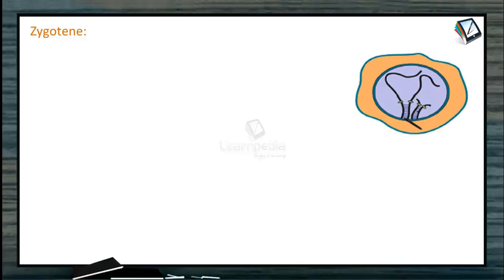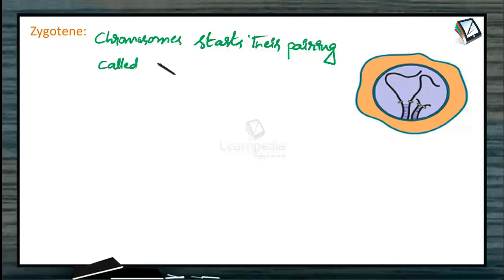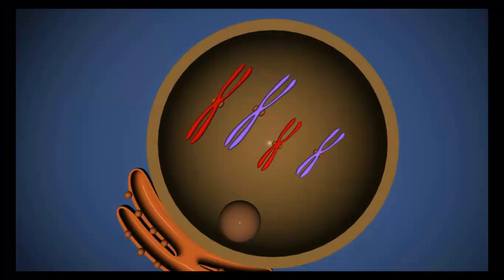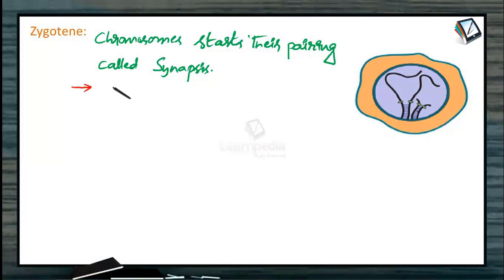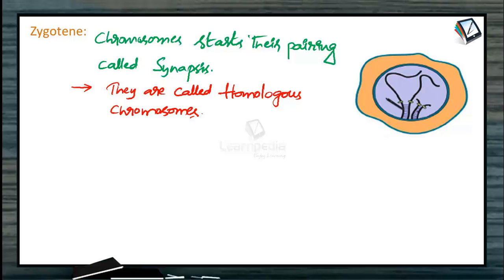Next, second one, zygotene. It is the second substage of prophase I. Now here, see the diagram. Chromosomes start their pairing. This pairing is called synapsis. See the diagram: two chromosomes are fused with one another. These pairing chromosomes are called homologous chromosomes. Two chromosomes exactly similar in size, shape and structure are called homologous chromosomes.